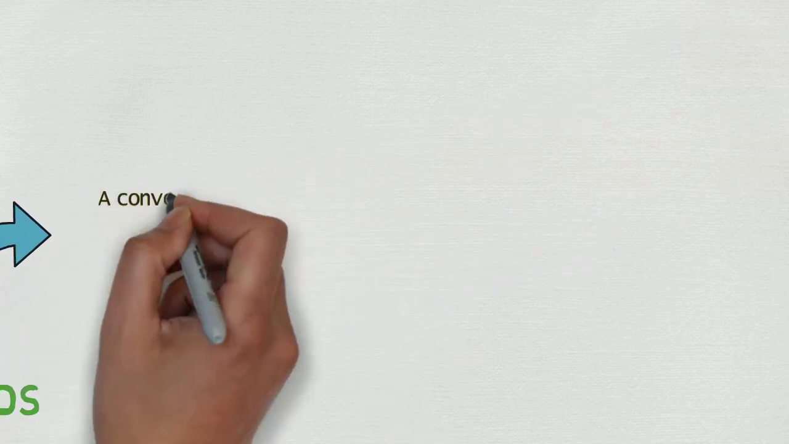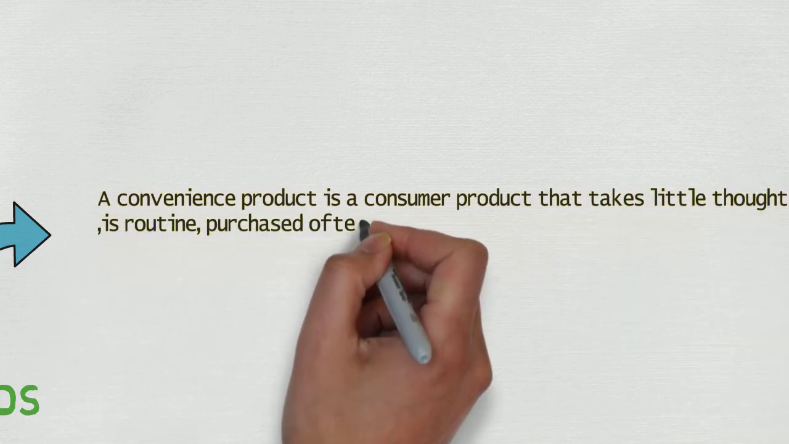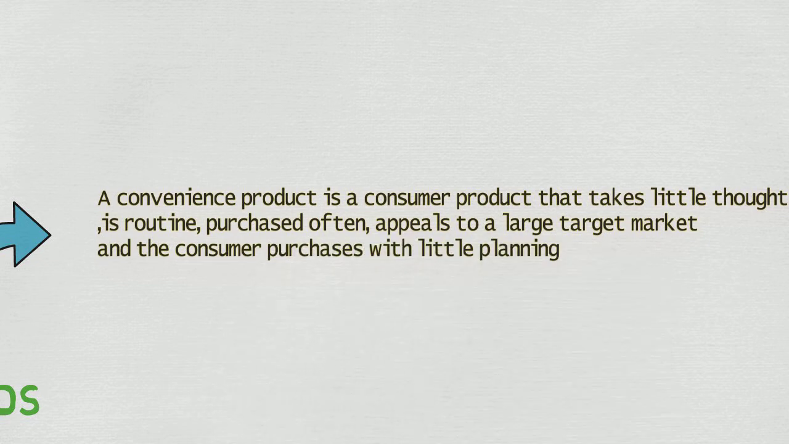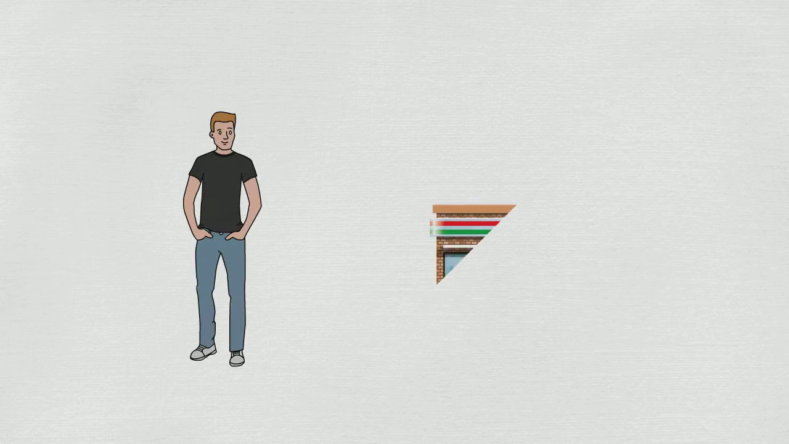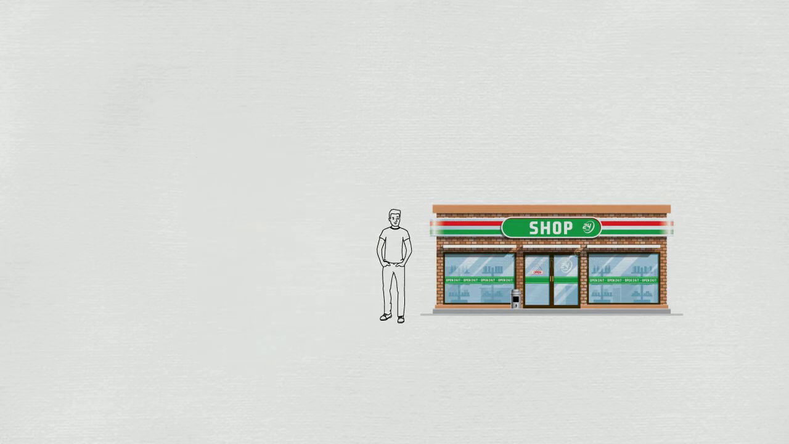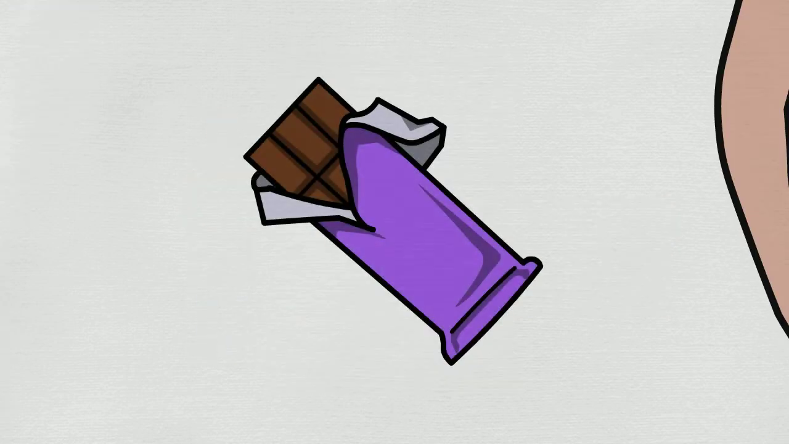Now convenience goods are consumer products that take little thought, are routine, purchased often, and appeal to a large target market, and the consumer purchases with very little planning. For example, let's take a person who is really fond of eating potato chips and chocolates. So he goes over to the nearest convenience store and without thinking much, just as if it's a reflex action, he buys a packet of potato chips and a few chocolates.